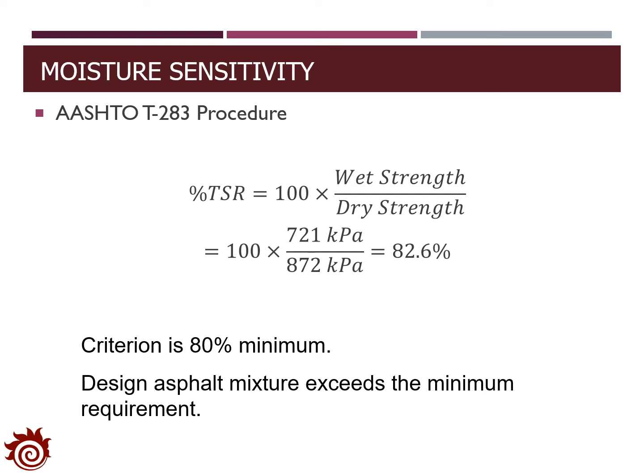Then let's recall the example applied in the previous 3 steps. We also conduct an indirect tensile strength test for the specimen with the designed aggregate structure and the optimal binder contents. With this test, we can find the wet strength is 721 kPa and the dry strength is 872 kPa. Then we can calculate the value of TSR as 82.6%, which is higher than 80%. Then we can claim that the designed asphalt mixture exceeds the minimum requirements. It indicates that the mixture is appropriate for the road pavement design.